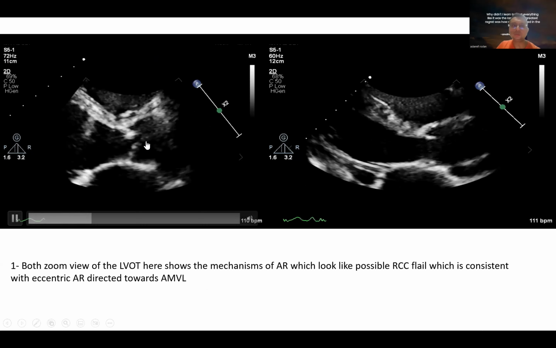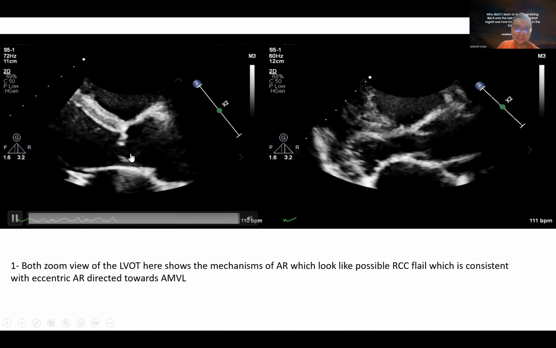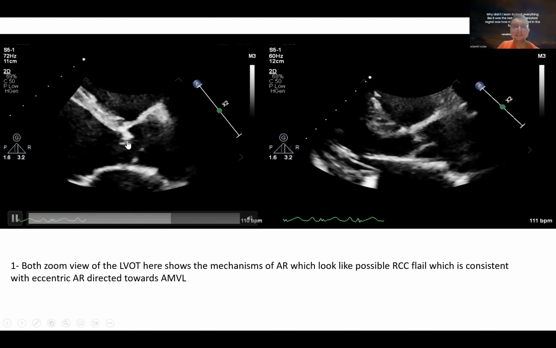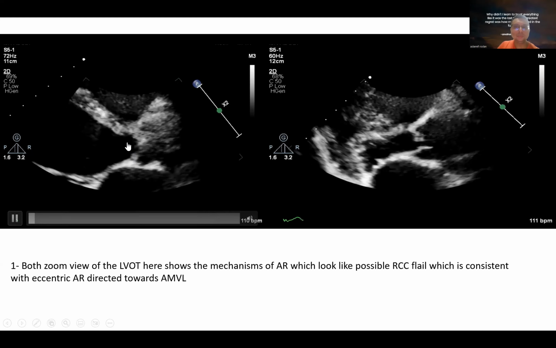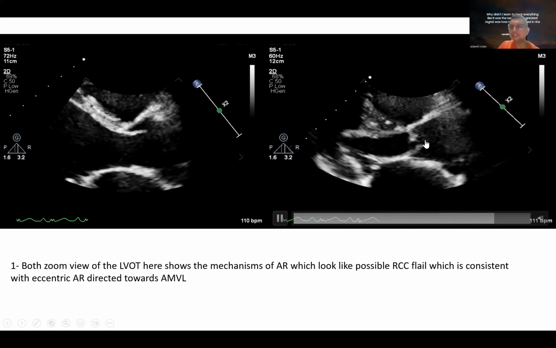So we look at this zoom view of the aortic valve. Important to see at the zoom view. If you look at the zoom view here, what do you see? This is the non-coronary cusp, and that is the right coronary cusp here. And straight away you can see that the right coronary cusp here, look at that right coronary cusp there, it's actually flail.